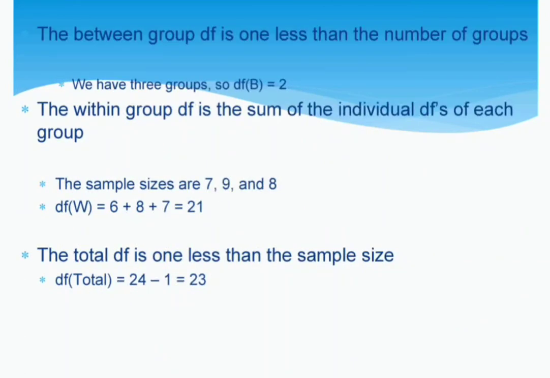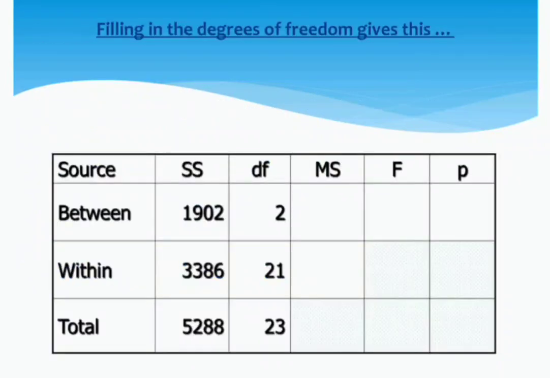The between group degree of freedom is one less than the number of groups. We have 3 groups, so degree of freedom between equals 2. The within group degree of freedom is the sum of the individual degrees of freedom of each group. For example, sample sizes are 7, 8, 9. Then the degrees of freedom are 7 minus 1 is 6, 9 minus 1 is 8, 8 minus 1 is 7. So 6 plus 8 plus 7. The total degree of freedom is one less than the total sample size, that is 24 minus 1 equal to 23. So the next step is filling in the degrees of freedom, giving this table.